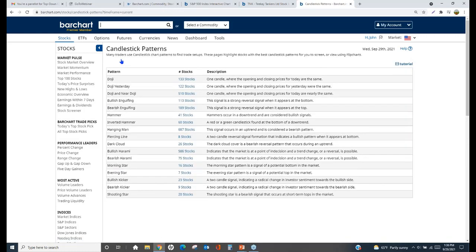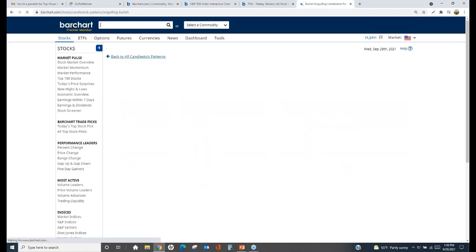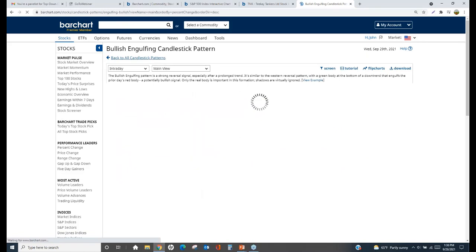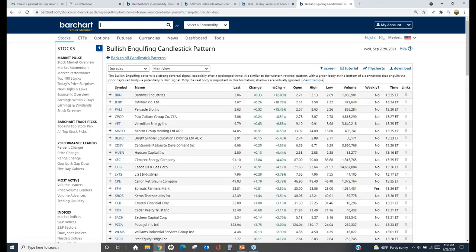On this page, we have about 15 different common candlestick formations. What it's telling you is that right now, at a daily time frame, these different stocks are performing that type of candlestick. I like to look at a few of my favorite ones. Bullish engulfing is definitely one of my favorites, and bearish engulfing is another. Right now it's saying all these stocks are showing the characteristics of a bullish engulfing candlestick, and I could go into each one of these and look for opportunities.